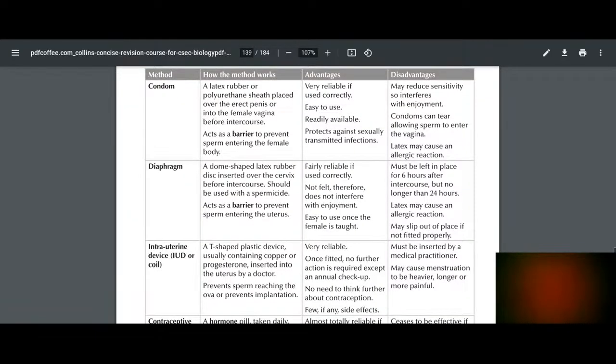Condom: a latex or rubber polyurethane sheet placed over the erect penis or into the vagina before intercourse, acting as a barrier to prevent sperm entering the female body. Advantage: very reliable if used correctly, easy to use, readily available, protects against sexually transmitted infections. Disadvantage: may reduce sensitivity, so interferes with enjoyment. Condoms can tear, allowing sperm to enter the vagina. Latex may cause an allergic reaction.